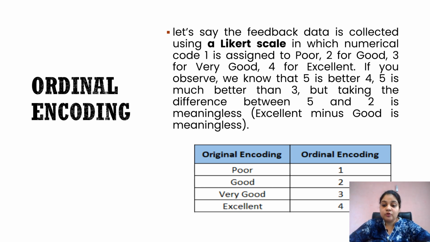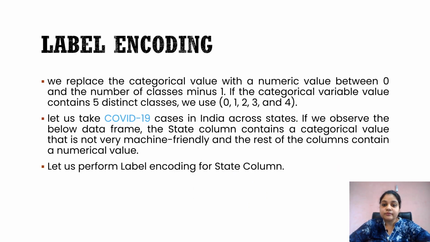Next type of encoding is label encoding. Now, label encoding also replaces a categorical variable into a numerical value. But let's say if we have n number of categories in a particular variable. So, label encoding will generate a coding between 0 to n minus 1. Okay. So, let's take up a very simple example.